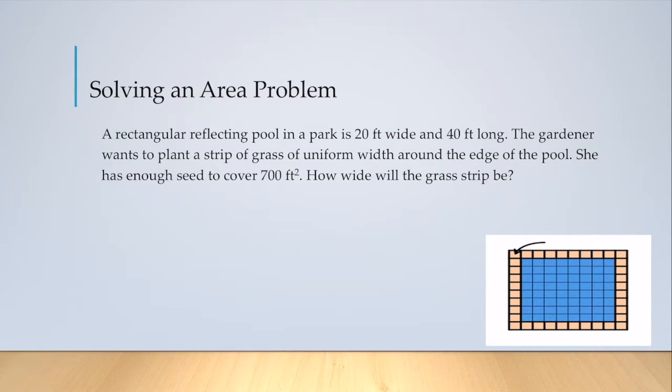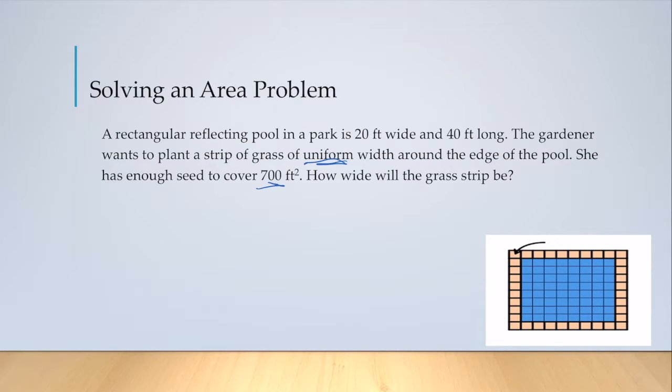So next, let's solve a problem about area. A rectangular reflecting pool in a park is 20 feet wide and 40 feet long, and the gardener wants to plant a strip of grass of uniform width, meaning the same, across the edge of the pool, and she only has enough seed to cover 700 feet squared. How wide will the grass strip be?